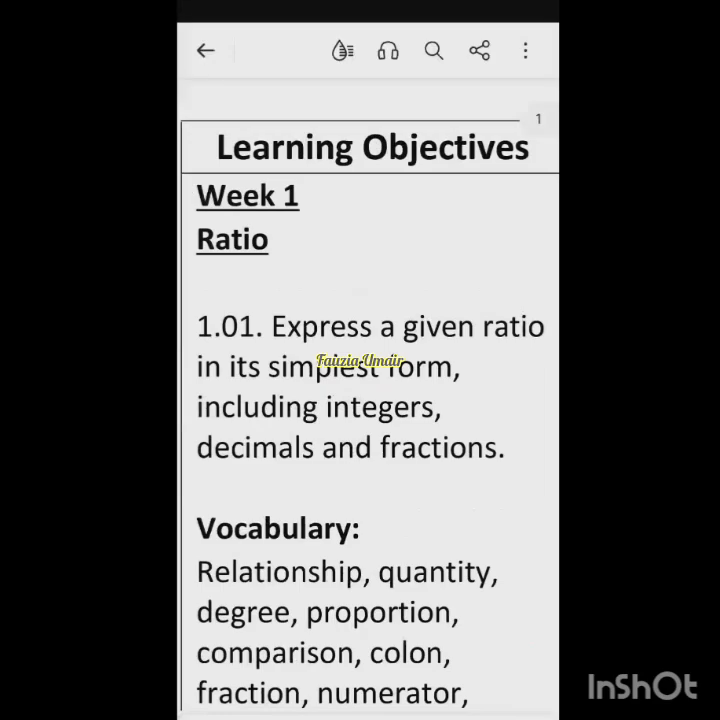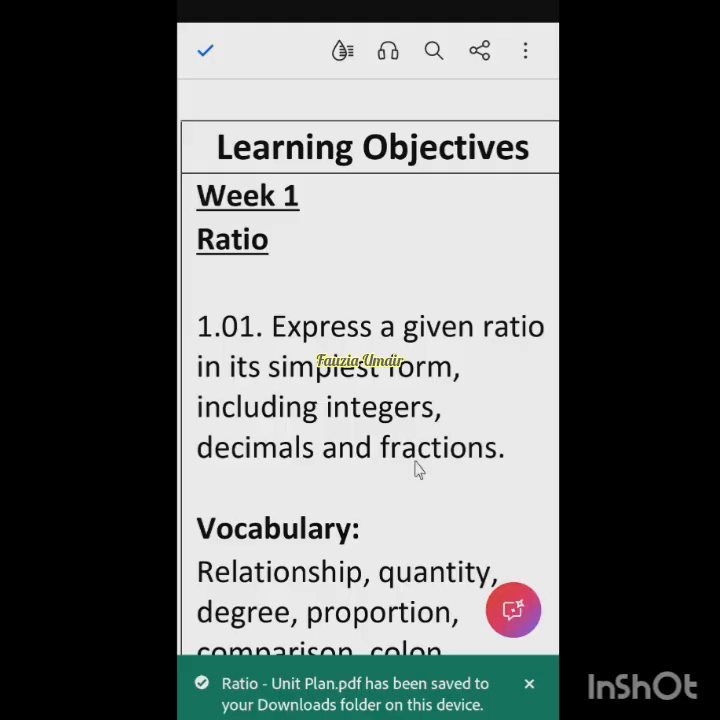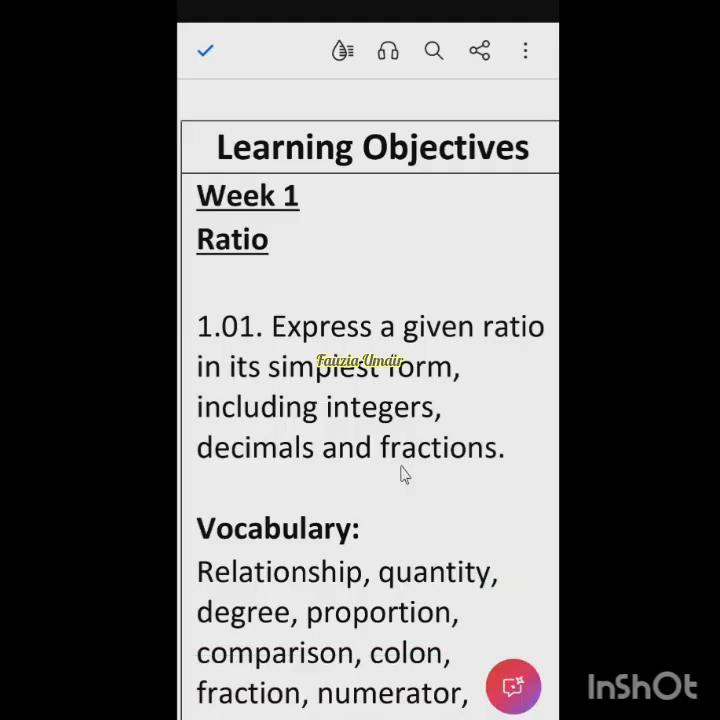This is the first learning objective: express ratio in its simplest form, including integers, decimals, and fractions. So first of all, can you tell me, Abrish, what is a fraction? Ma'am, a fraction is something where there is a whole and we have a part of it. Can you give me one example? 1/2. That's right. Very good. So this is a fraction.